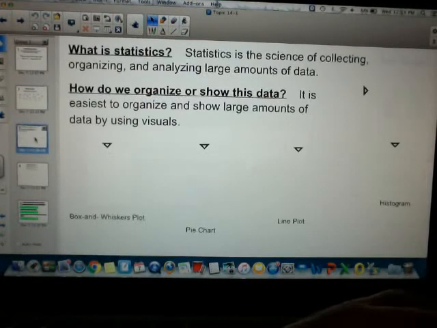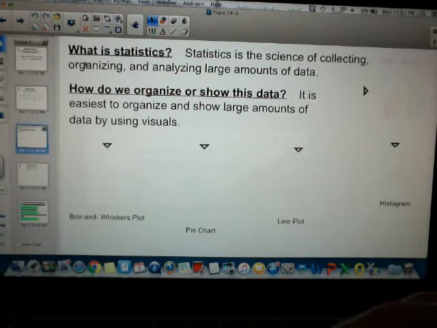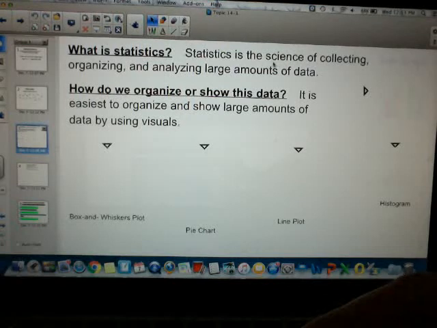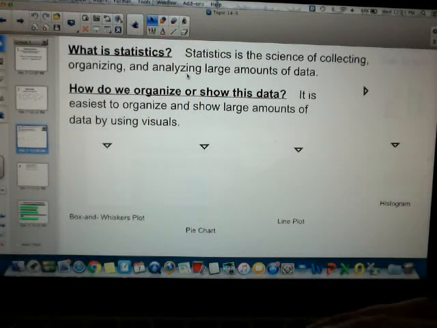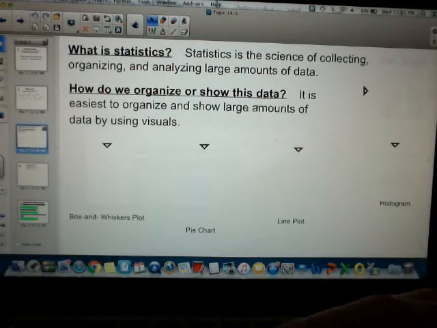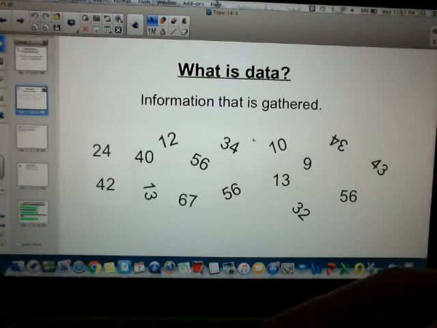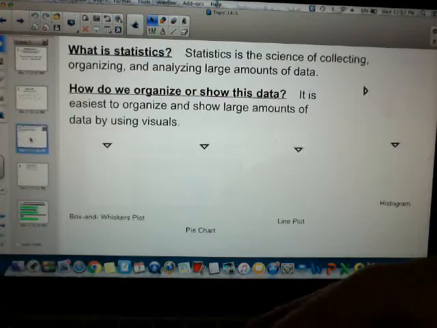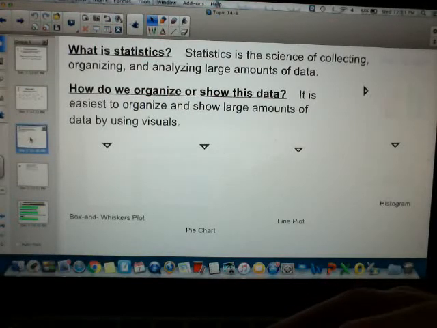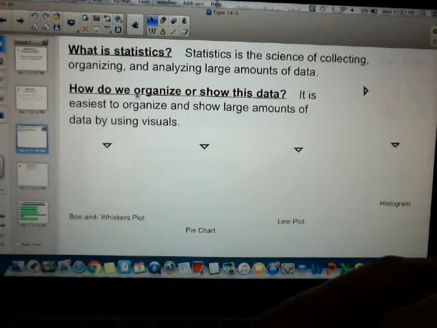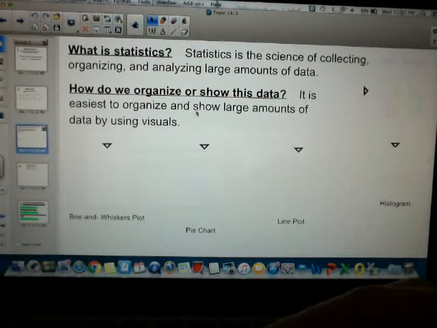Okay? So that leads us to the next question. What exactly is statistics? Well, statistics is the science of collecting, organizing, and analyzing large amounts of data. So if this was all data that we had gathered, statistics would be all about organizing it, analyzing it, and figuring out what it's all about. Now, how do we organize or show this data? It is easiest to organize and show large amounts of data by using visuals.